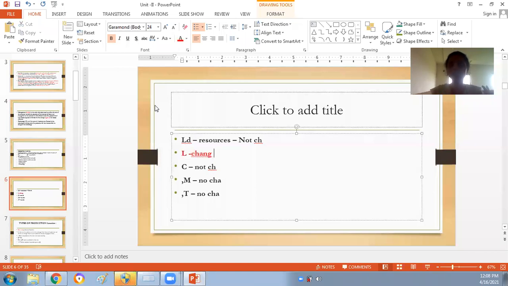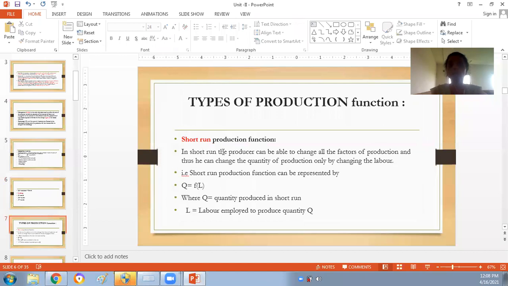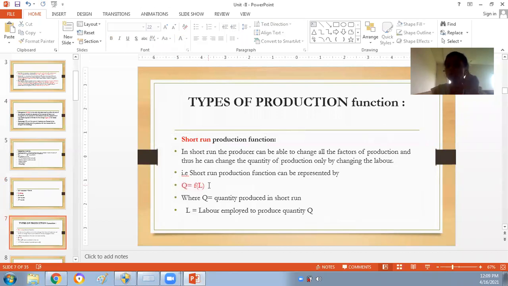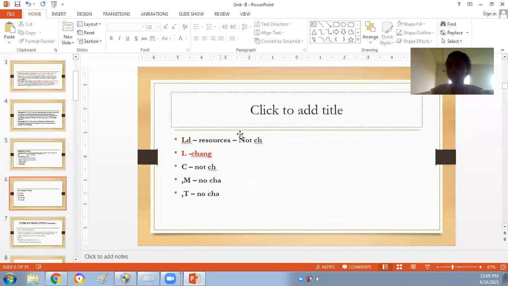So what is a short run production function? Means it is a production function but with only one variable. Only one variable. Guys, another question arises. Why do we have only one variable in a short run period? Even though the others are constant, why have we not taken those?